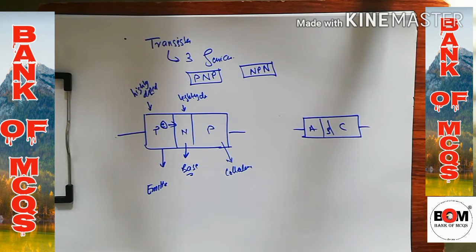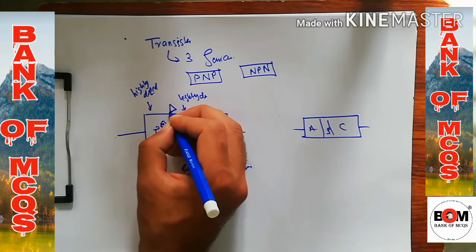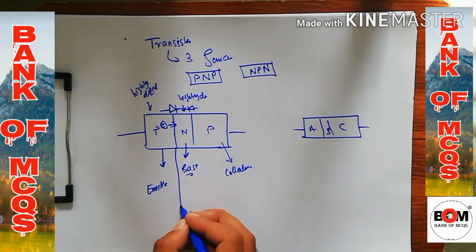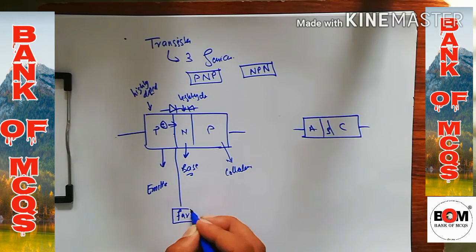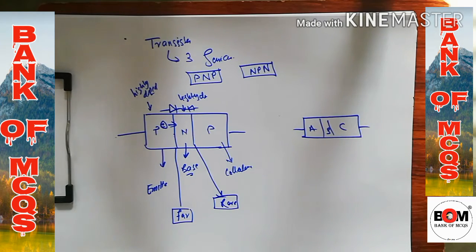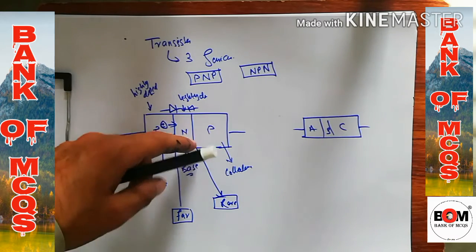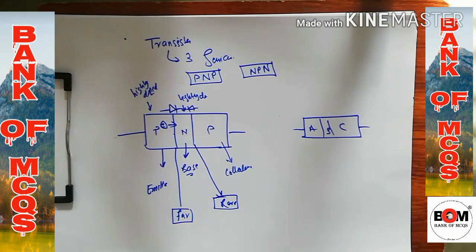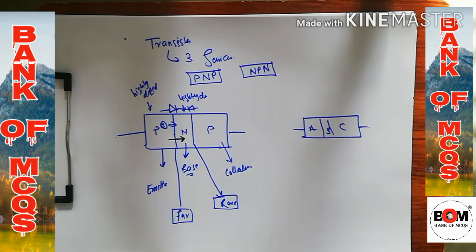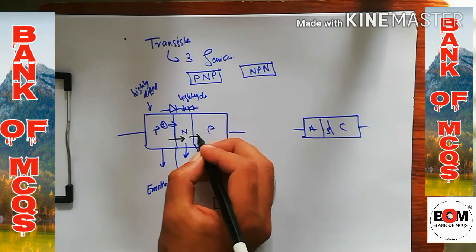Now, there are important points to remember: the emitter-base junction is forward biased, while the base-collector junction is reverse biased. This is an important point for the ETEA exam. Forward bias means the carriers move from the emitter toward the base, and the other junction is reverse biased.